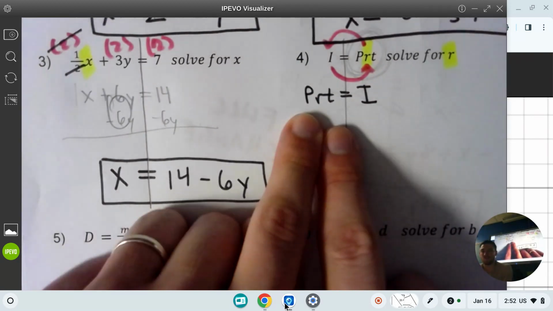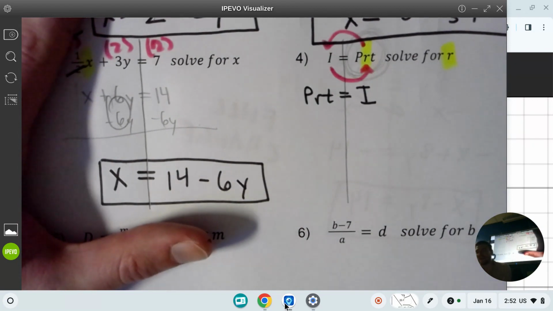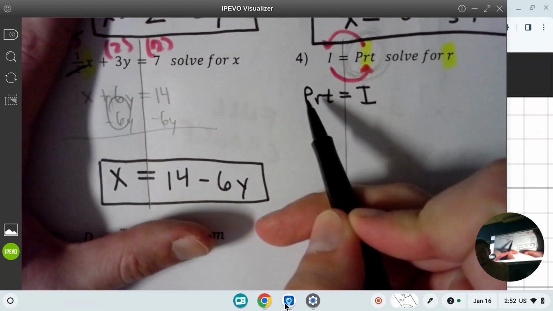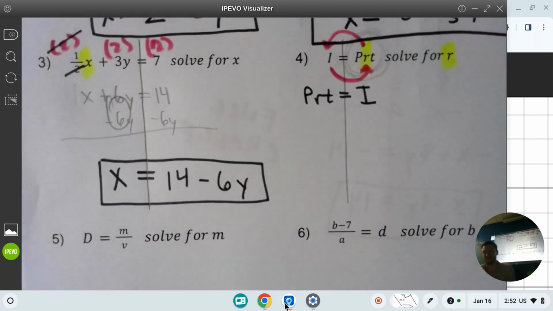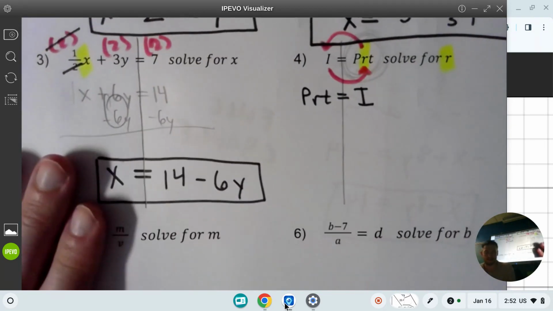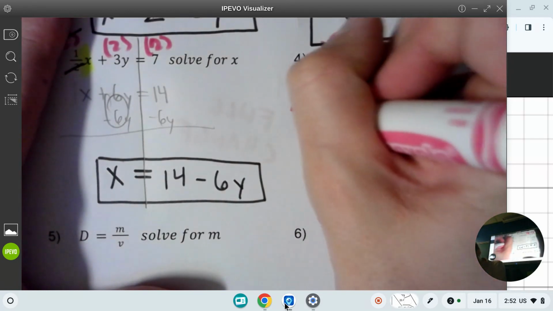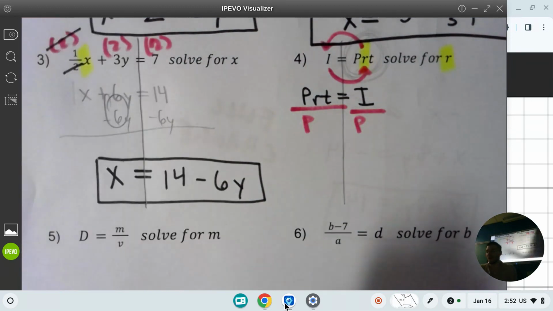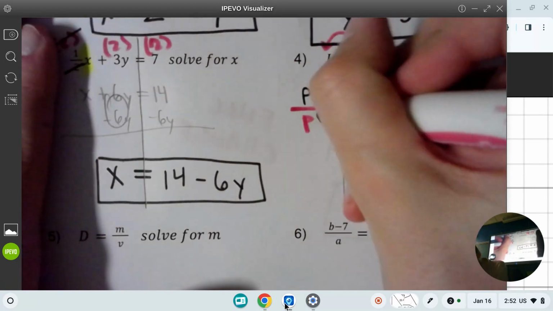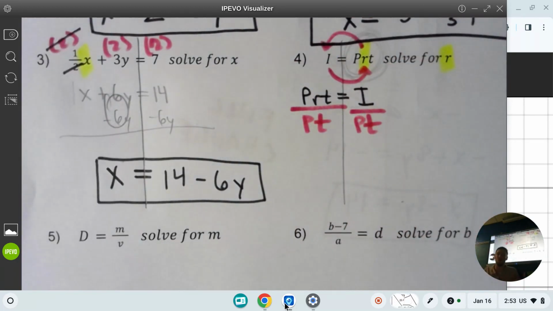Okay, now that we've done that, we want to move with divide. And so this P, is that P being added, subtracted, multiplied, or divided to the R? It's being multiplied. That's why I said we want to divide. So we want to divide the P to the other side. But what about the T? How do we want to move the T? Divide. Also with divide. So what we can do is we can just move them both.